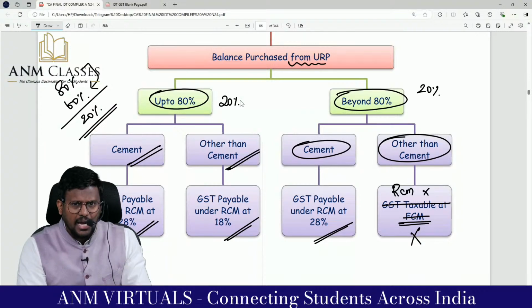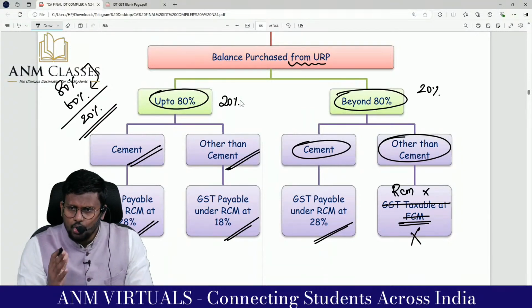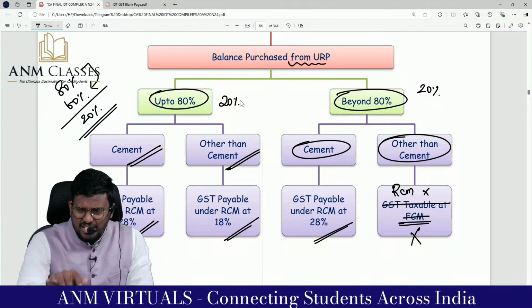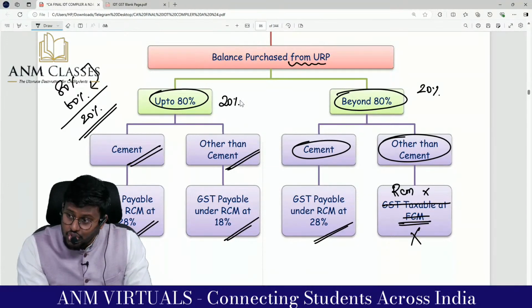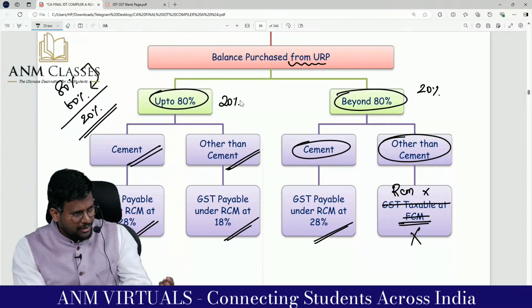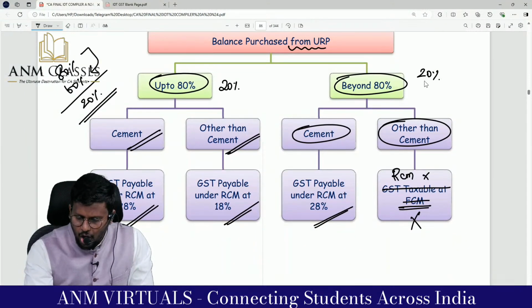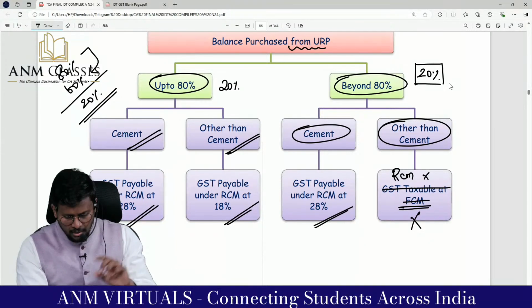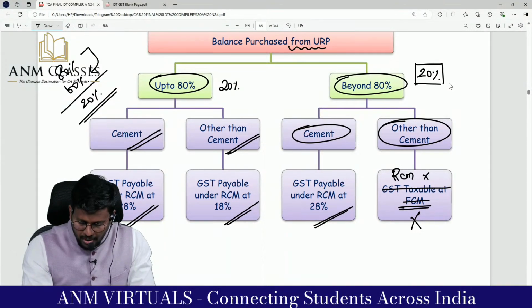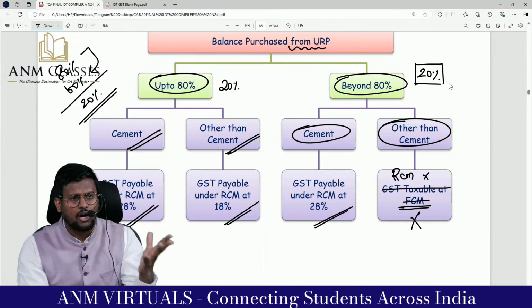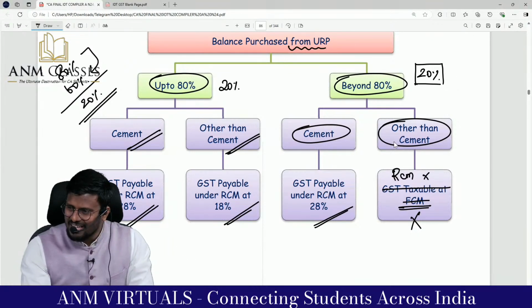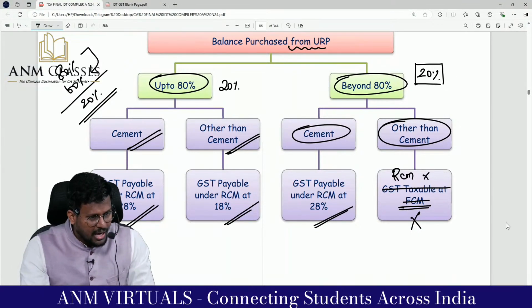Now you have tallied up to 80%. You have made it equal as if you have purchased from a registered person. Now, in excess of 80% up to 100%, how much percent is that? So beyond 80%, for the remaining 20%, you have to check cement, and if it is cement, GST is payable under RCM at the applicable rate. Sir, other than cement, RCM will not be applicable.